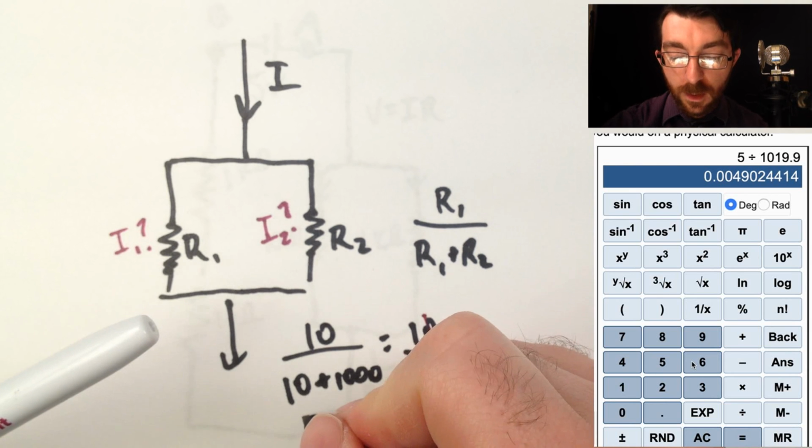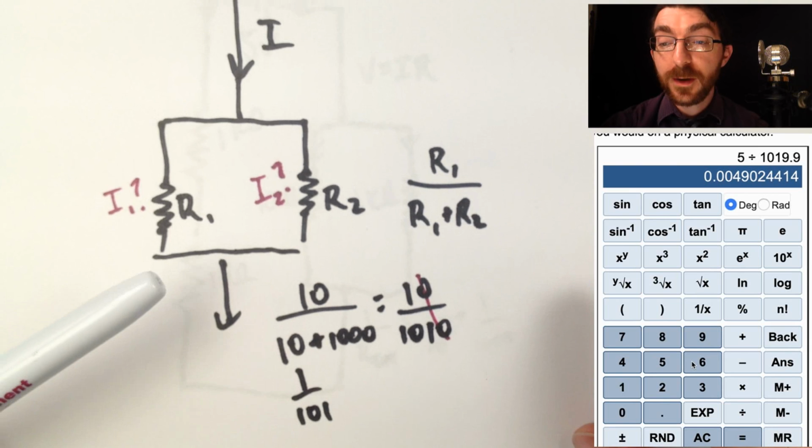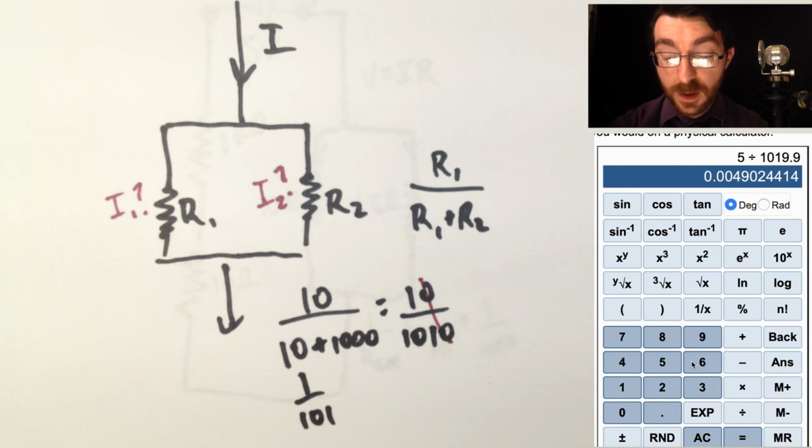You got 1 out of 101. Oop, can't see that. There we go. 1 out of 101. So the idea is, if that resistor contributes only 1 out of 101 of the resistance, then it's going to get 100 parts of current going through it.